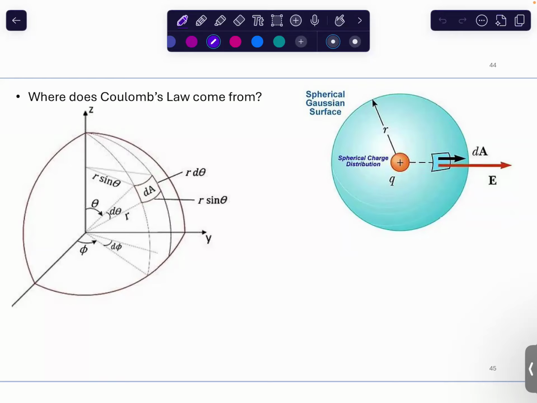So where it comes from is you're going to learn more about this in a little bit, but it's kind of an introduction. It comes from what's called Gauss's law. So Gauss's law is a way to start thinking about the electric field. So if you look over on the right, you have a point charge, and then you have a Gaussian surface.